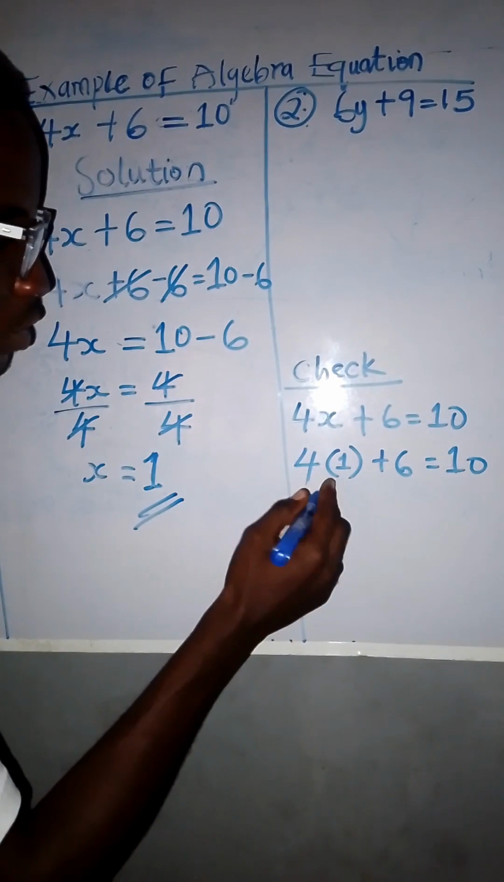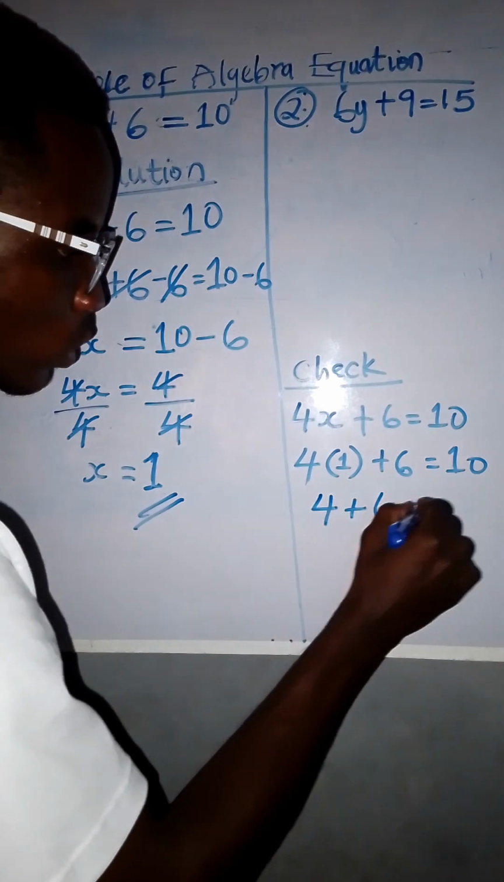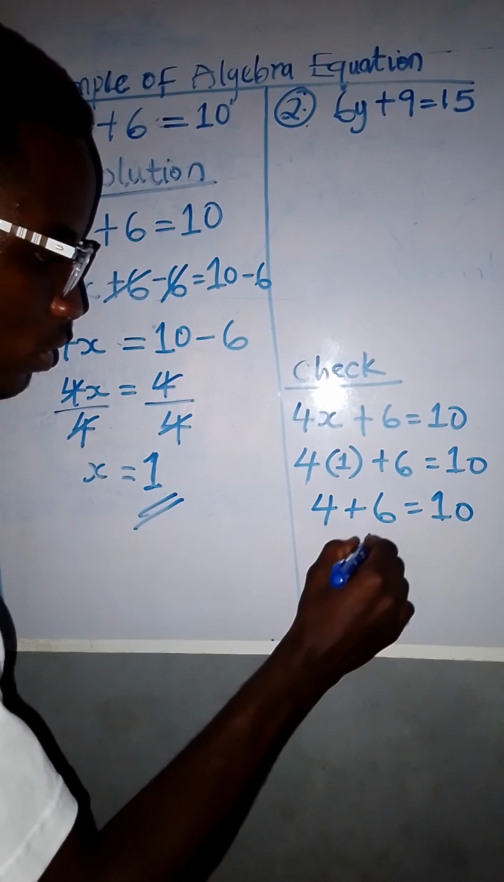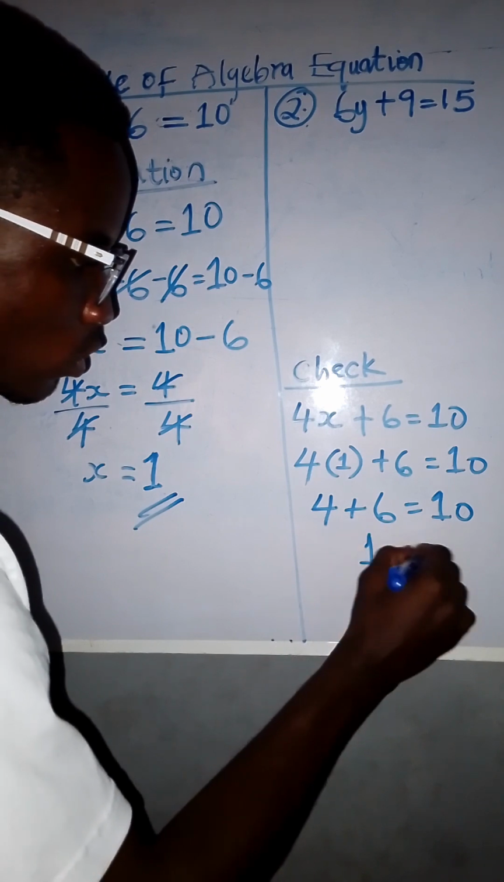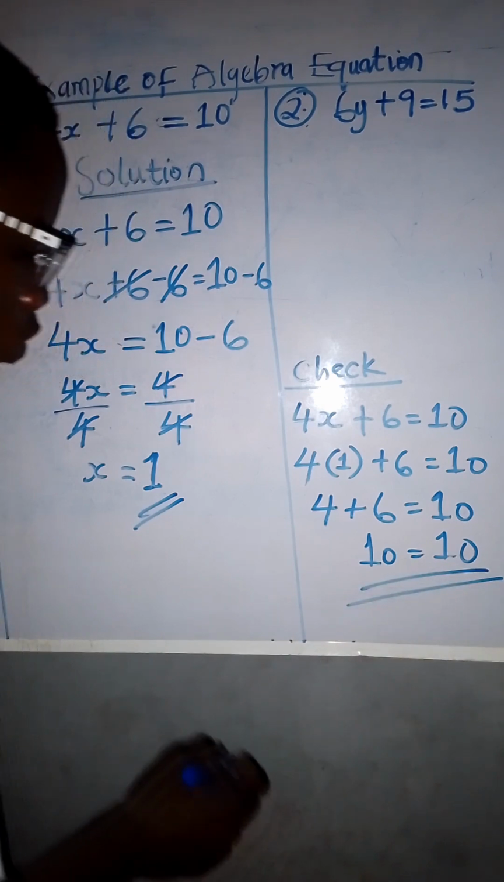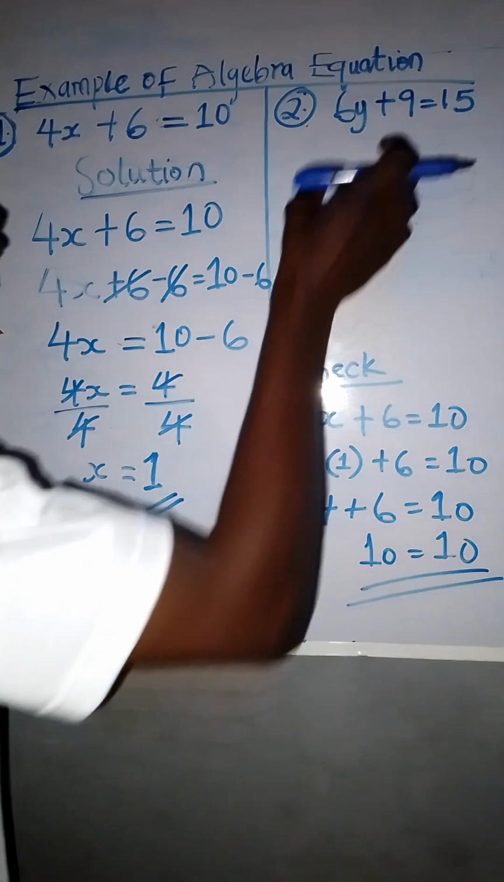So open this bracket. 4 times 1 will give me what? 4 plus what? 6 equal to what? 10. Then 4 plus 6 is what? 10 equal to what? 10. So my equation is what? Is true. So therefore, my answer is what? Correct.